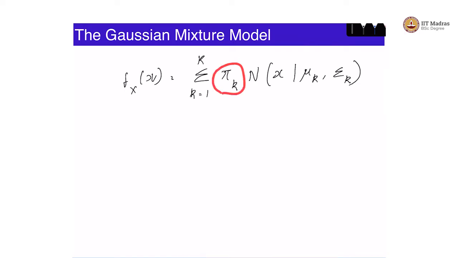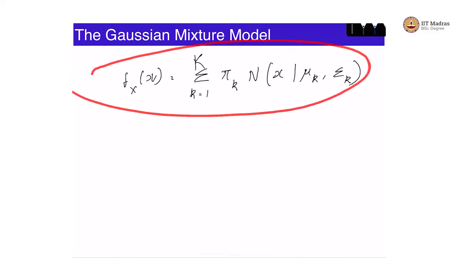The parameters of this model are as follows. You have capital K components, and each component has 3 parameters. pi_k is a scalar parameter representing what fraction of the data is from component k, and you have the mean of component k and the covariance matrix of component k. So these form the parameters of the Gaussian mixture model. I've just written N here. If you want, you can expand N(x; mu_k, sigma_k) using the standard multivariate normal, which would simply be 1 by (2 pi)^(d/2) times the square root of the determinant of sigma_k, times exp of minus half (x minus mu_k) transpose sigma_k inverse (x minus mu_k). That's the multivariate normal expression that we have seen before. You can write that down later. So this is the density of the Gaussian mixture model.